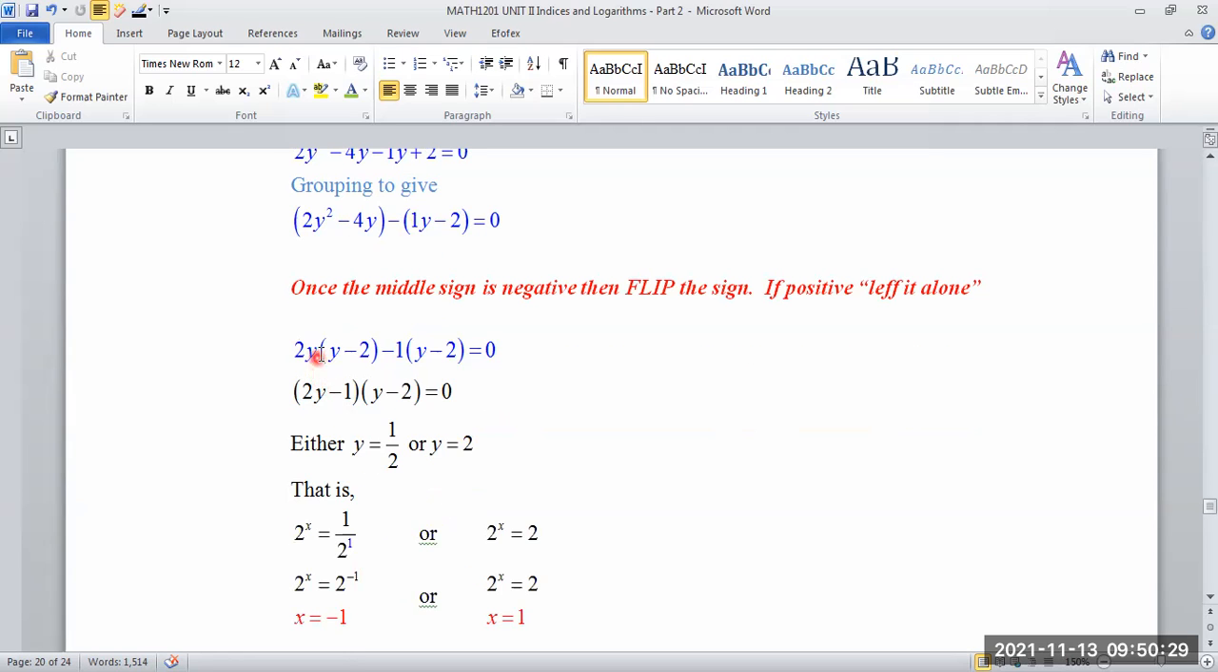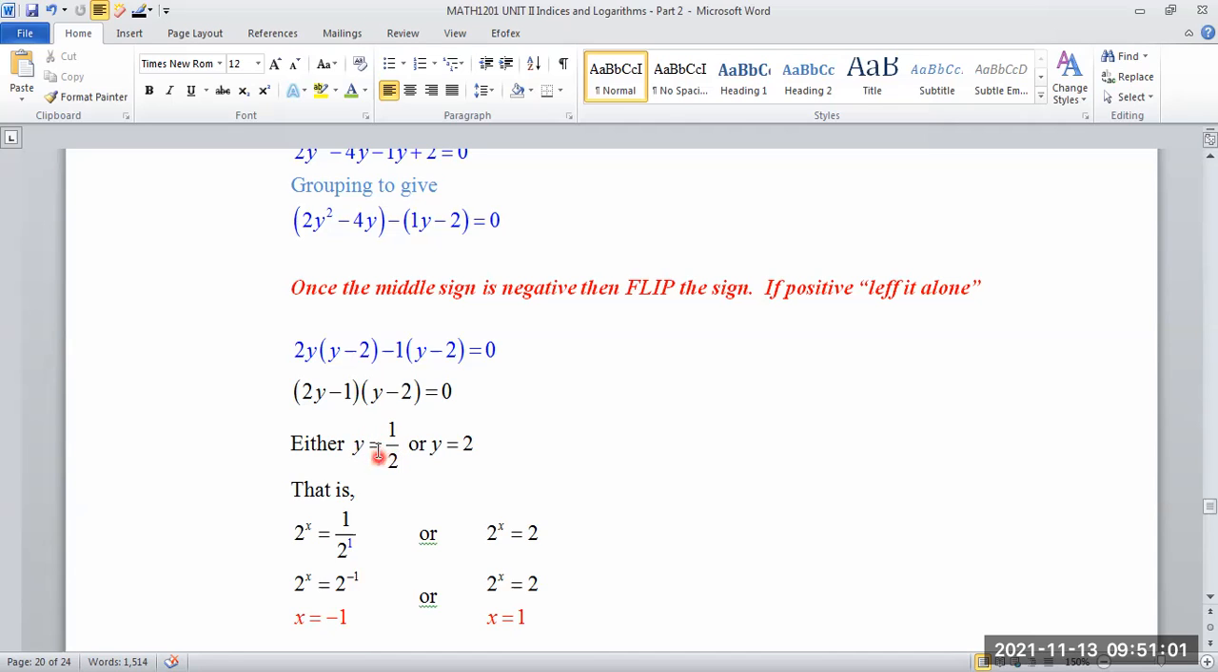All right? And then what is common between y and negative 2 is going to be 1. And now I ask myself what is common here, that is common there. It's going to be y minus 2. And what is left when I take off y minus 2? 2y. And from the other part, what is left is minus 1. So either 2y minus 1 equals 0, which gives me y equals a half.